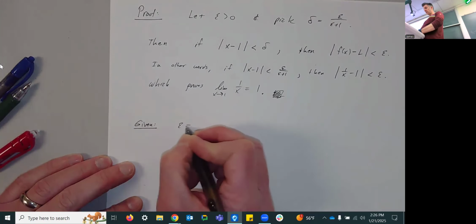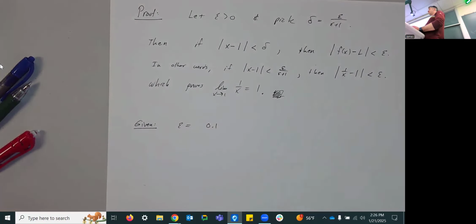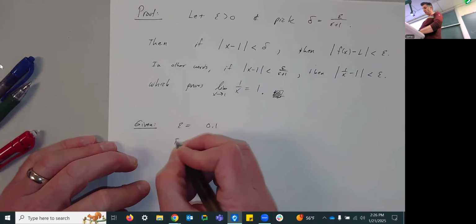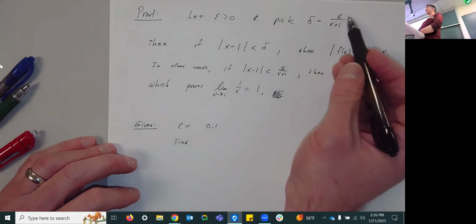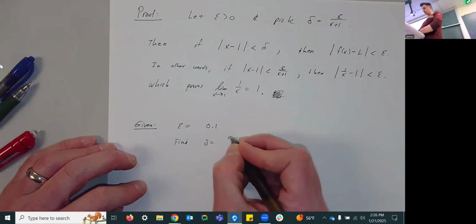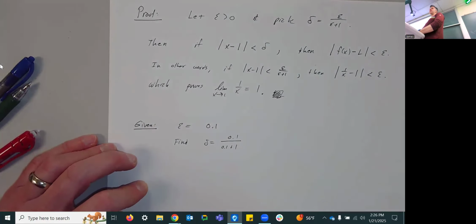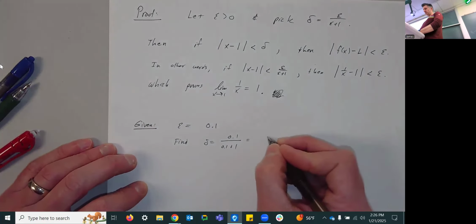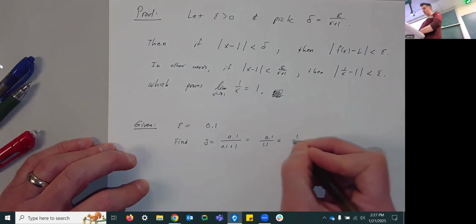I will say though, for this problem, if we were given that epsilon was equal to 0.1, we could then find the delta that we need. Well, we already did the work, right? We found delta equal to epsilon over epsilon plus 1. So our delta here is going to be 0.1 divided by 0.1 plus 1, which I would simplify. That's 0.1 divided by 1.1, multiply the top and bottom by 10 to get 1 over 11.